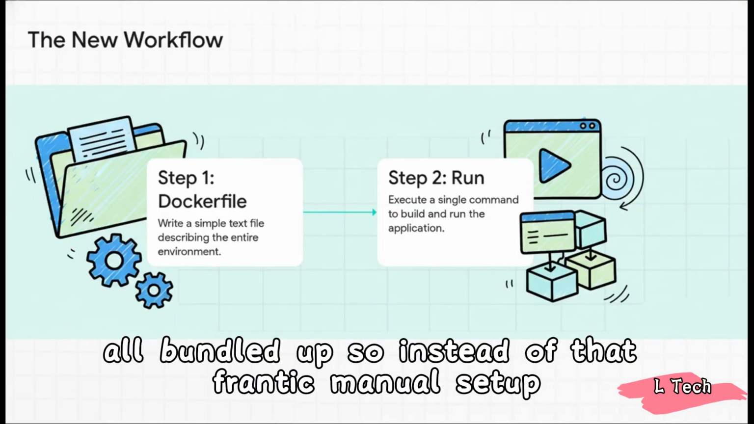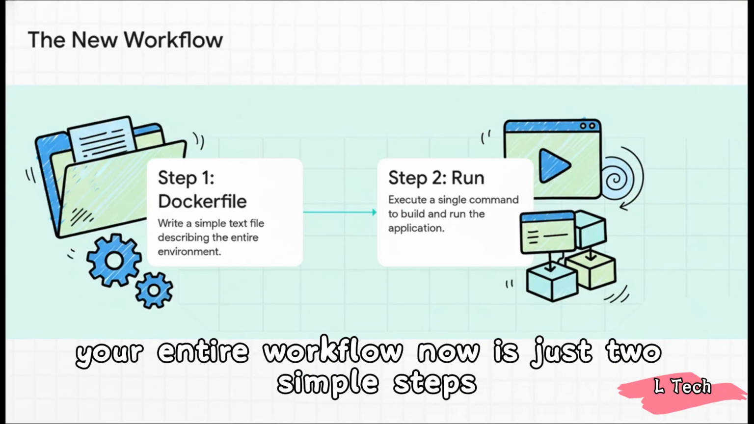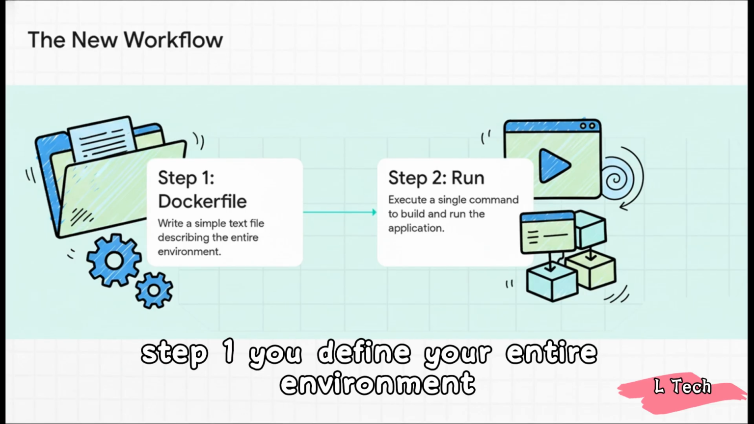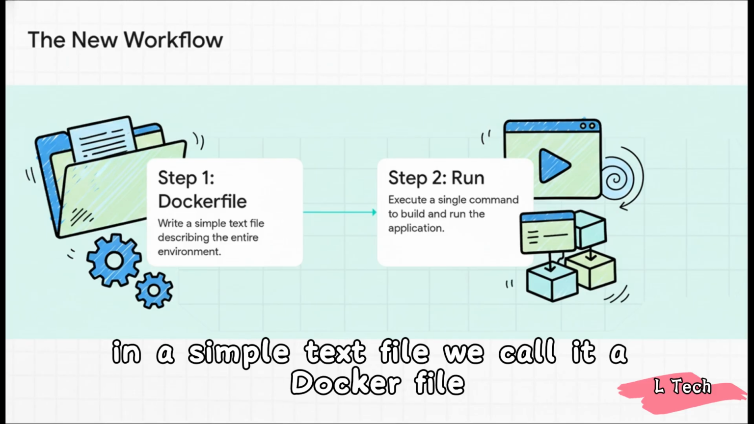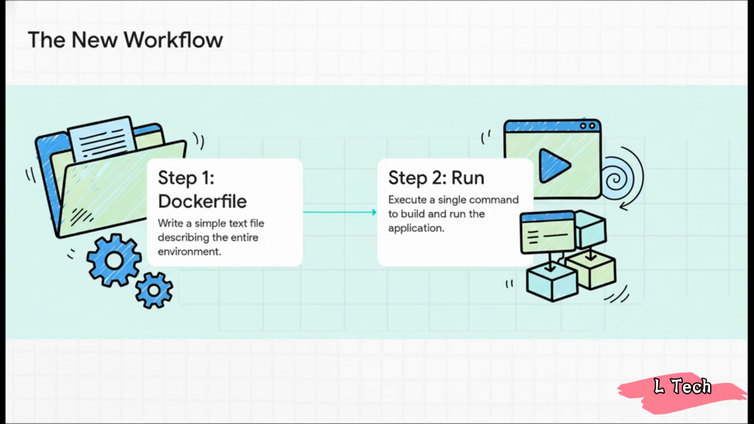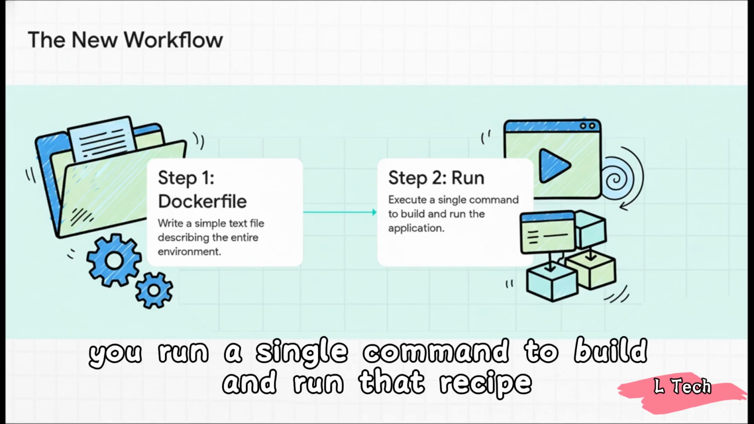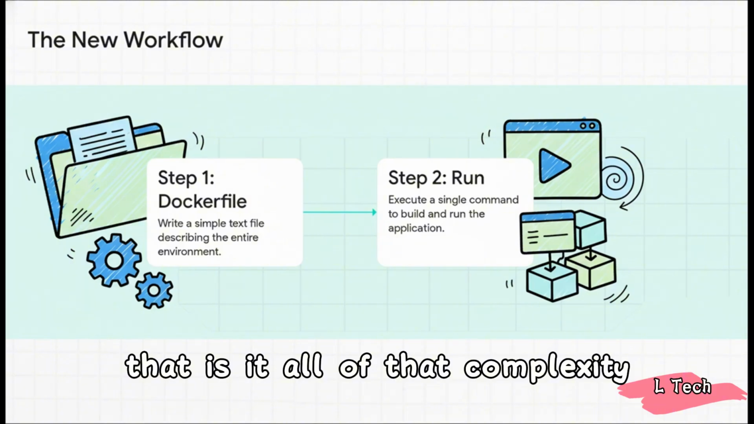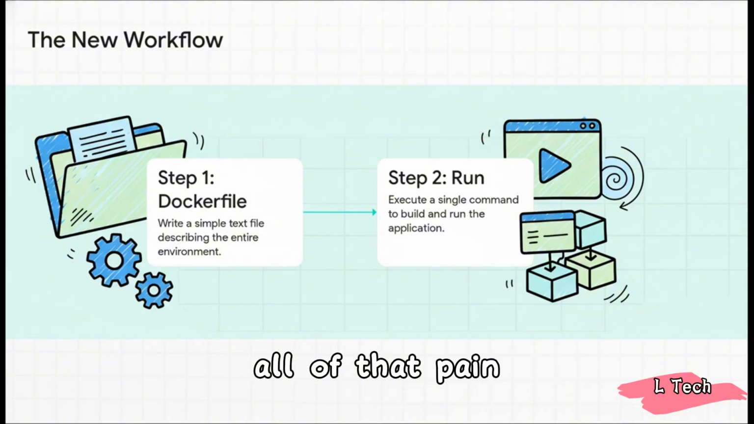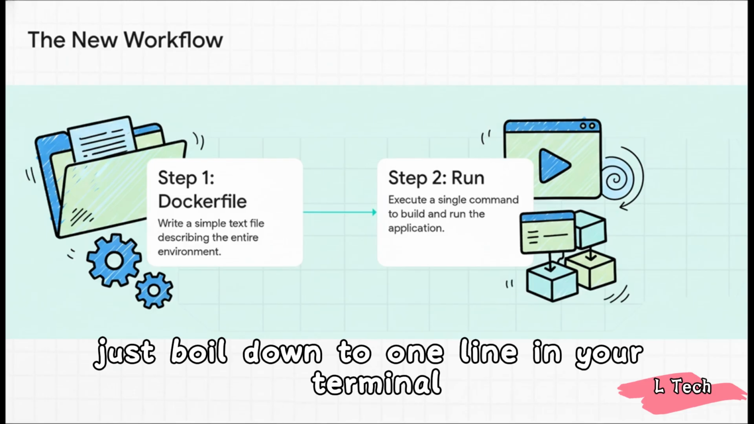So instead of that frantic manual setup, your entire workflow now is just 2 simple steps. Step 1, you define your entire environment in a simple text file. We call it a Dockerfile. It's basically a recipe for your application. And step 2, you run a single command to build and run that recipe. That is it. All of that complexity, all of that pain, just boiled down to one line in your terminal.